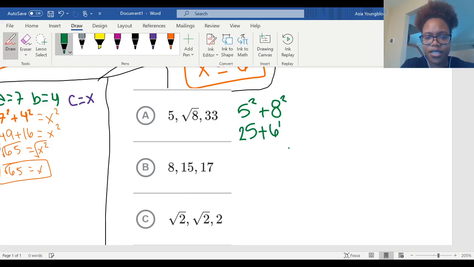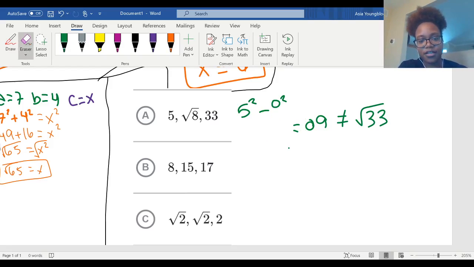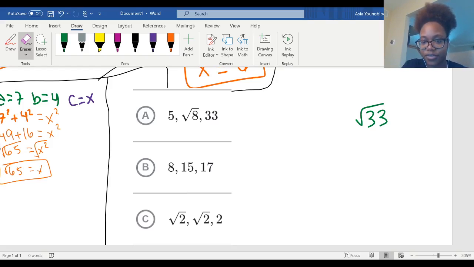25 plus 64, which equals, 25 plus 64 gets us 89. And then when we take the square root of 89, that is not going to equal the square root, or 33 squared. Oh my goodness. Just basically ignore everything I just said for that problem. I approached that terribly wrong.